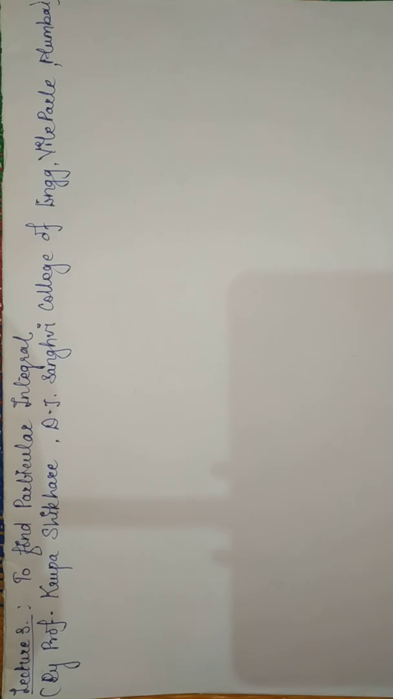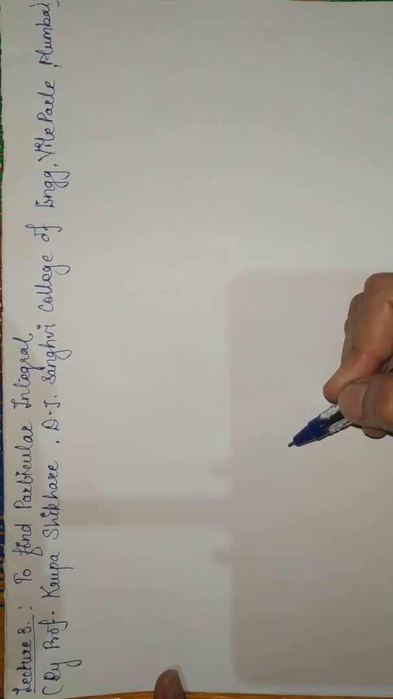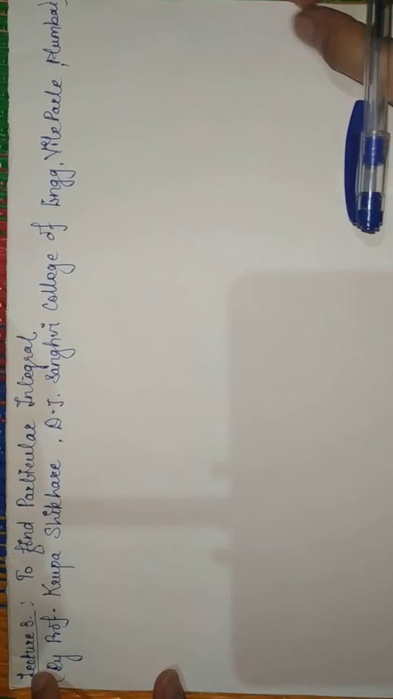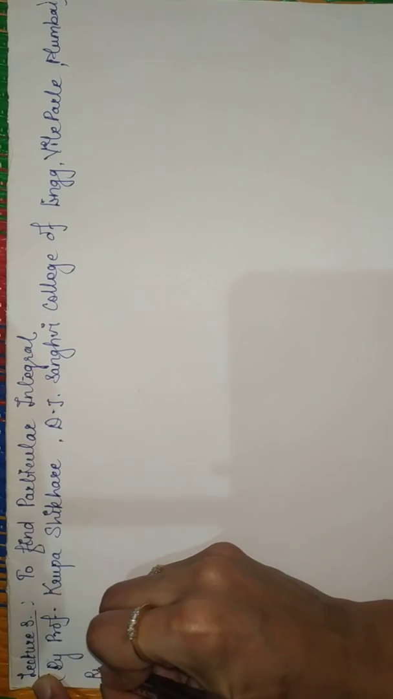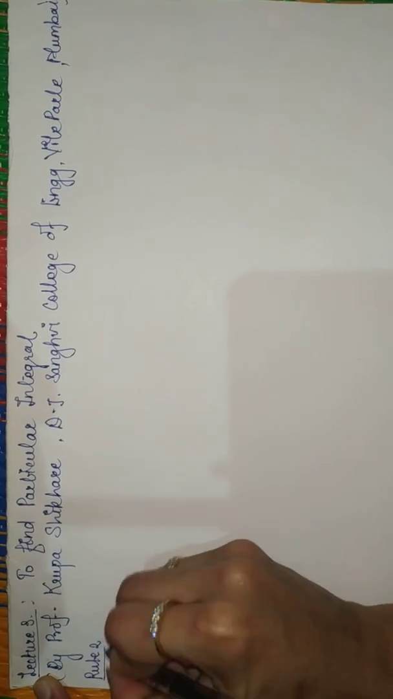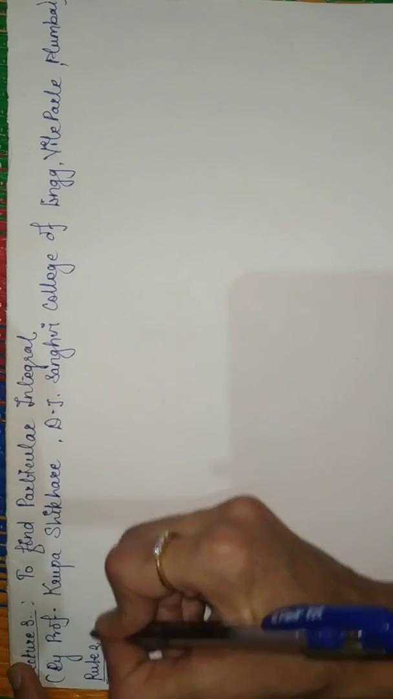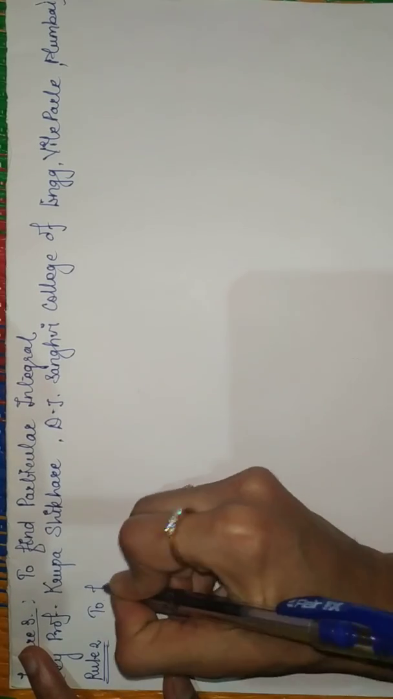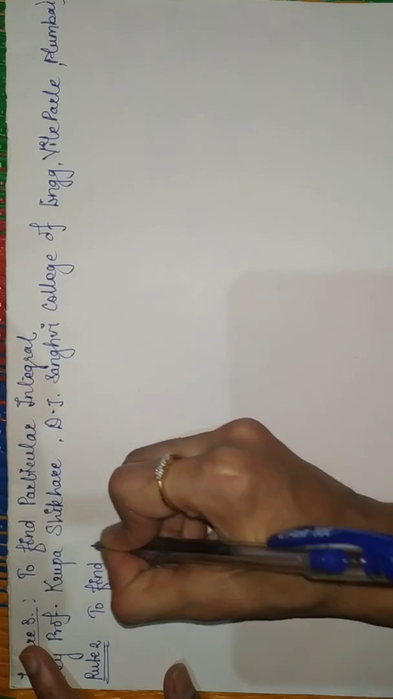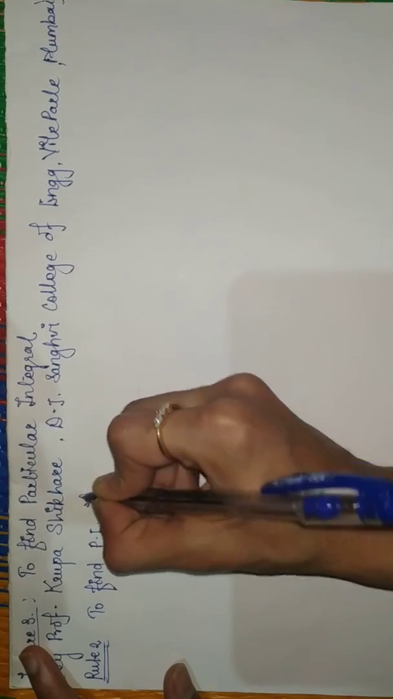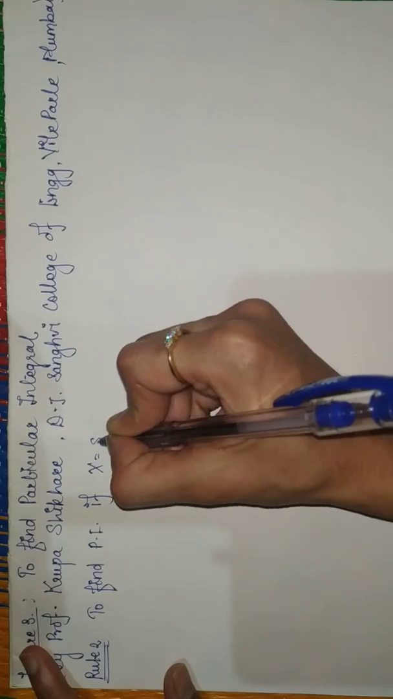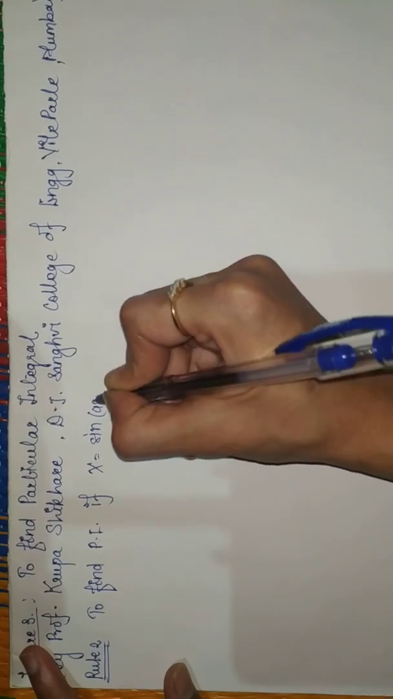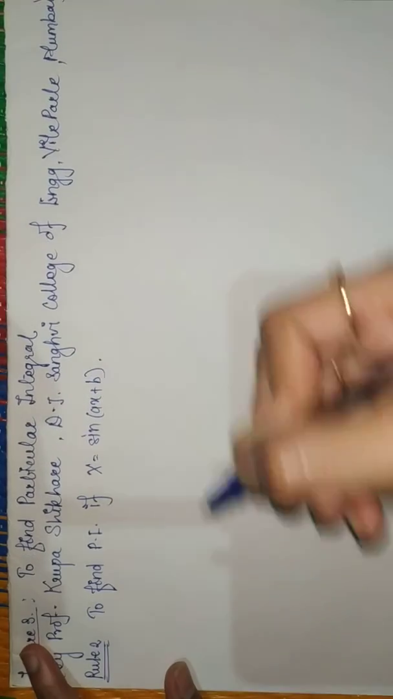Okay, so in the last lecture we have done how to find a particular integral whenever x is some function of e to the power ax. Now we will see the second rule. To find a particular integral, if x is in the form of sine of ax plus b.